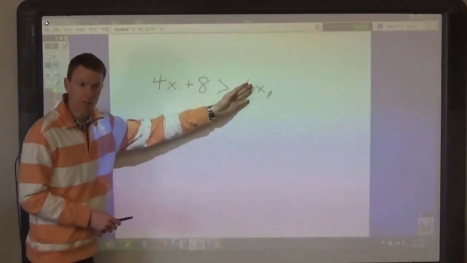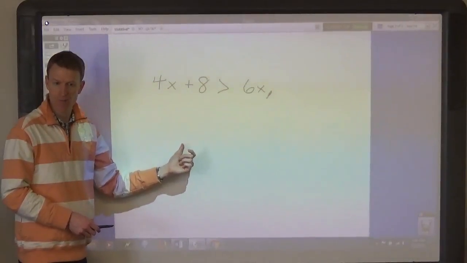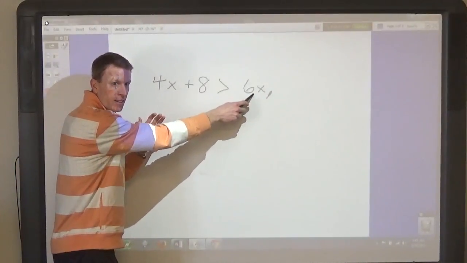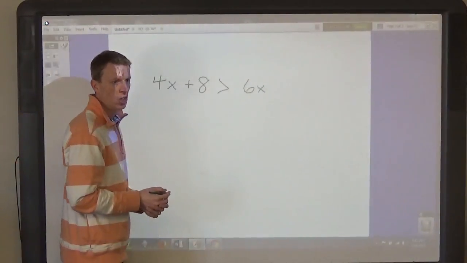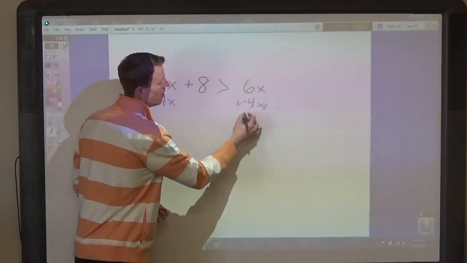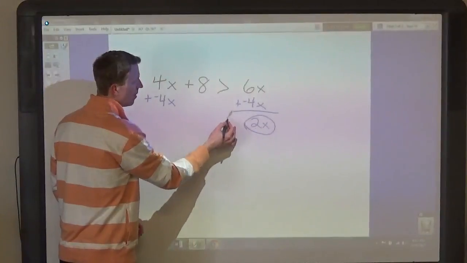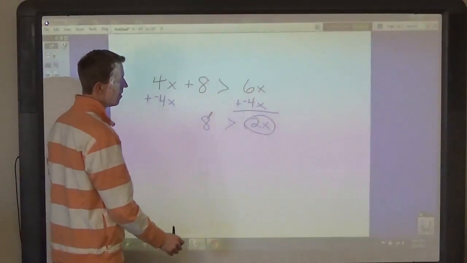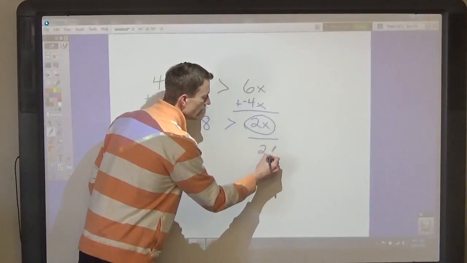remember there's two ways that we could solve this. We could put the x terms on this side, and then the x is going to be negative. Or we could solve it and put the x terms on this side, and the x will be positive. So if we add negative 4x, then we have positive 2x is greater than 8. Then we'd have to divide by 2.